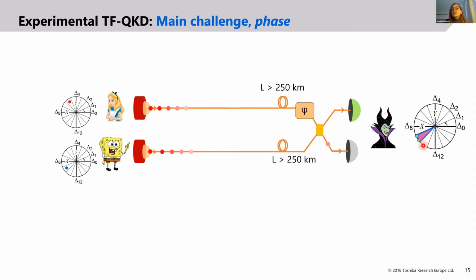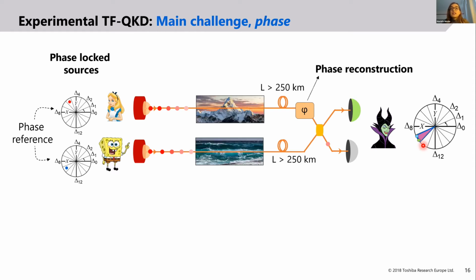So this means that they have to start with the same phase. So you definitely need a phase reference to be distributed to the two users. So Alice and Bob must be phase locked at very long distances, so let's say 500 or 600 kilometers. And then on top of that, phase reconstruction is also something that is definitely required for TF-QKD.